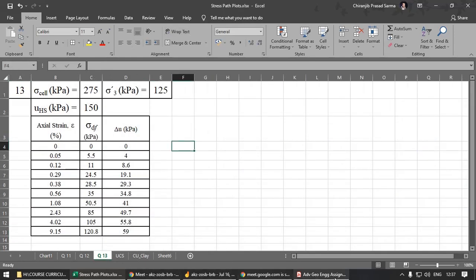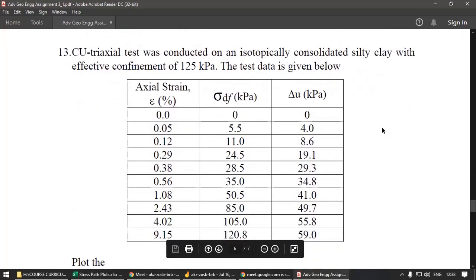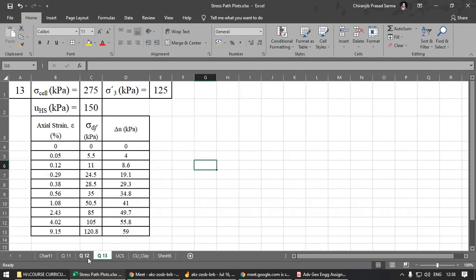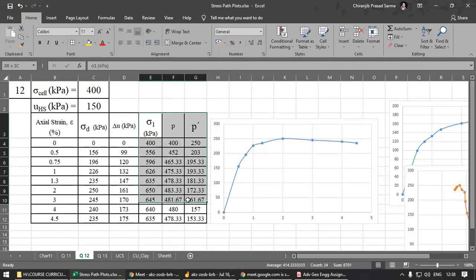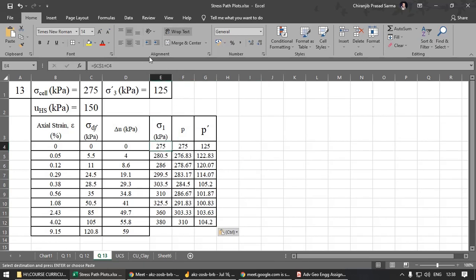Now let us see question number 13. What is given in question number 13? A CU triaxial test was conducted on isotropically consolidated silty clay with effective confinement of 125 kPa. Test data is given below. So we have the pore water pressure and these things, and we have to plot the Mohr circle and stress path as well. First of all, I simply copy this, Control C and Control V, and it is calculated automatically.